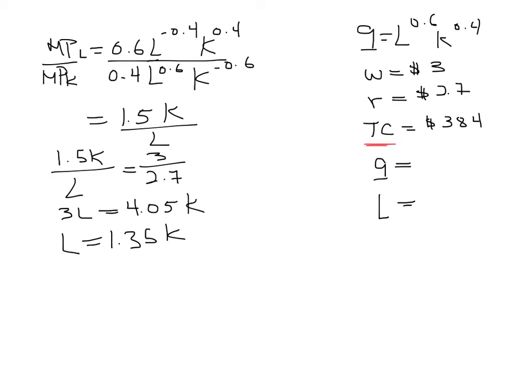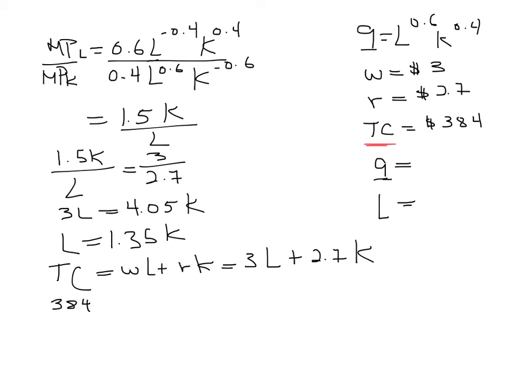Now you know that what the company wants is to spend this 384 total cost. So now you can actually use your total cost equation, which is always equal to WL plus RK. Now you actually have values for total cost, and you also have values for W and R. So this will be equal to 3L plus 2.7K. But you found L, right? And you also know TC. So this is basically 384 equals, now you're going to use L that you found up here, 3 times 1.35 K plus 2.7 K.